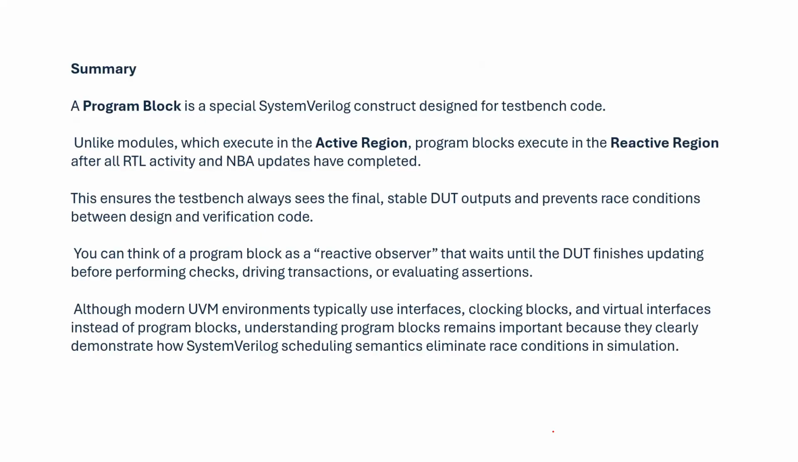Modules are executed in the active region. Program blocks are executed in the reactive region. All the RTL activities will be executed in the active region and then the NBA region, and then your program block goes to the reactive region. Remember the regions. This ensures that the test bench always sees the final, stable DUT output values and prevents the race condition between the design code and the test bench code. After completion of all the DUT activities, only then can you read it. Otherwise, you can't get the value. Clear?